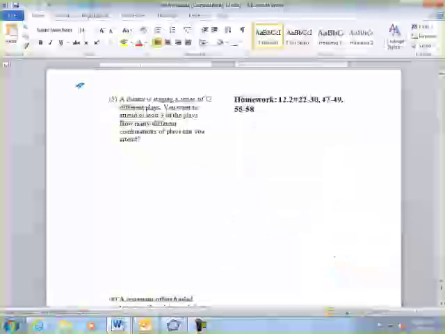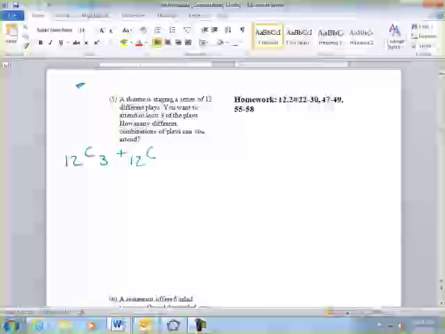After staging a series of 12 different plays, you want to attend at least 3 of the plays. How many different combinations of plays can you attend? We can do this problem like the last one. And I could say, of the 12, I could go to 3.